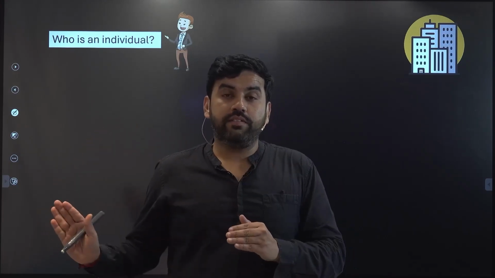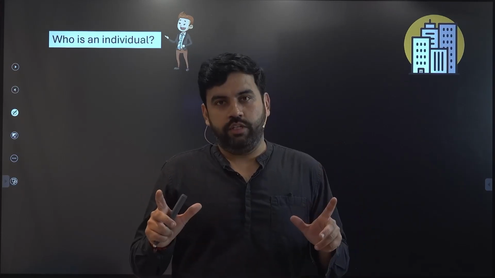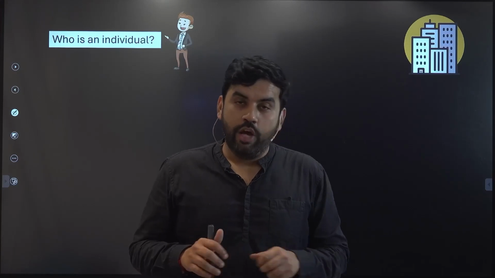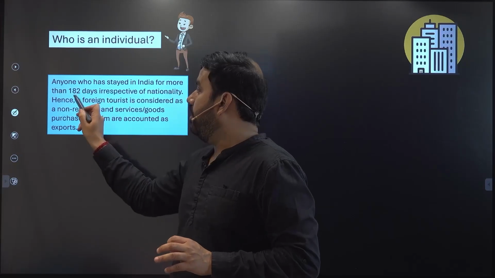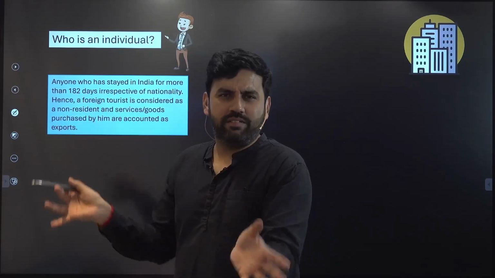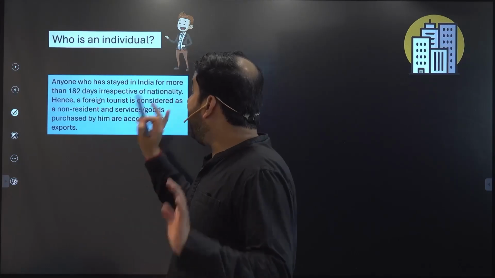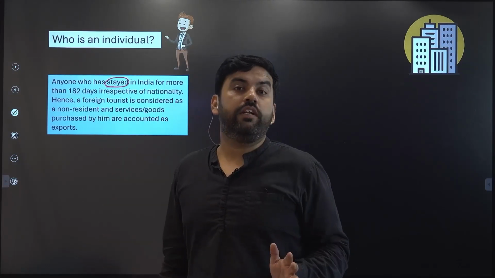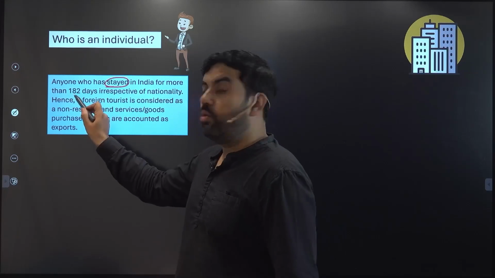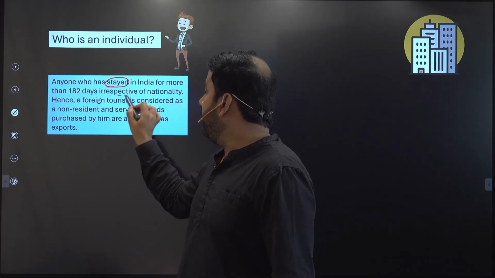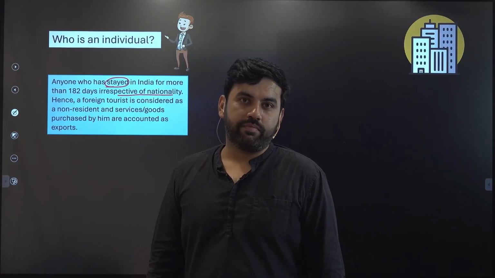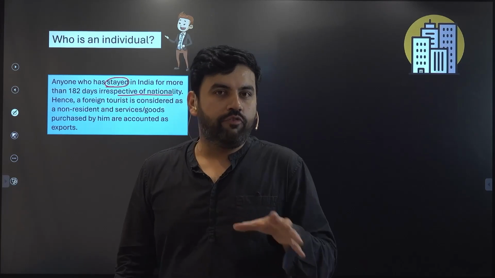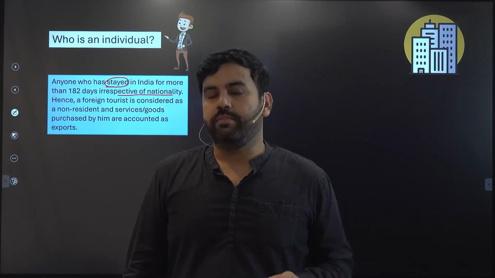But among individuals and companies, we have confusion about how to identify whether an individual is a resident or not. Anyone who stayed in India for more than 182 days, basically 6 months, is a resident. It doesn't matter whether he is a citizen of India or not, irrespective of nationality. You will notice that most of the time when foreigners come to India, they do not stay more than 6 months.